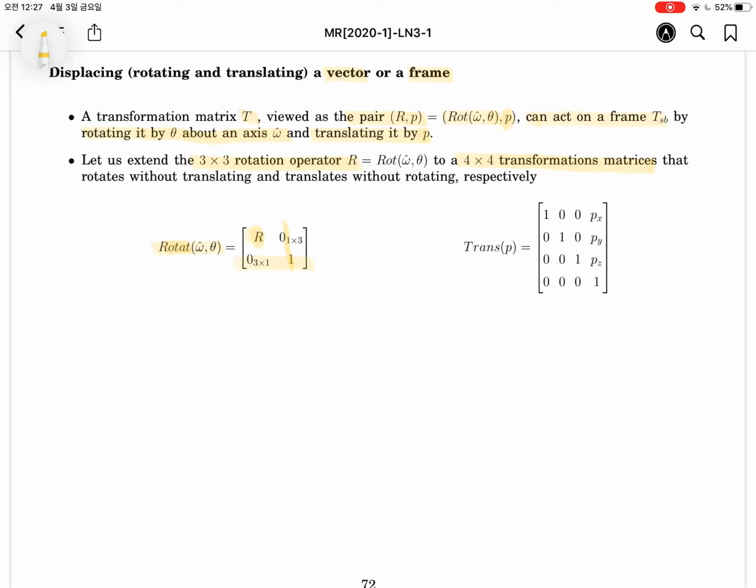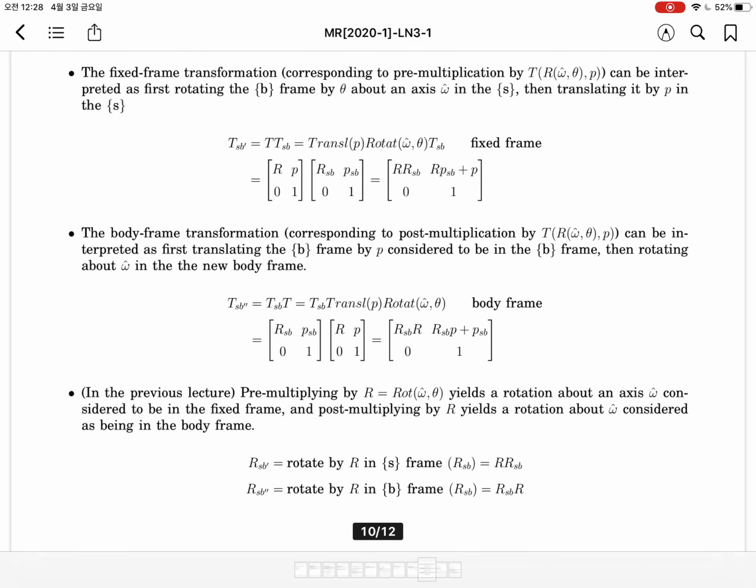In order to describe the translation motion without rotation, we can make the SE3 operator translate P. Actually, this 3 element is about the translation function, but we will add the identity matrix and the 3, 0, and 1. Like this, we can make the SE3 operator for translation without rotation.